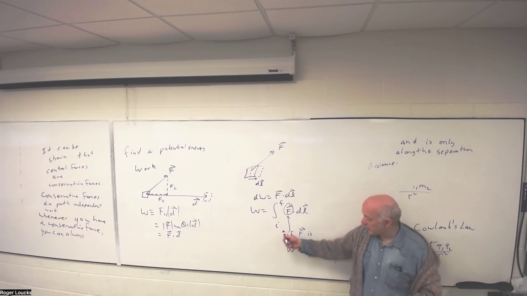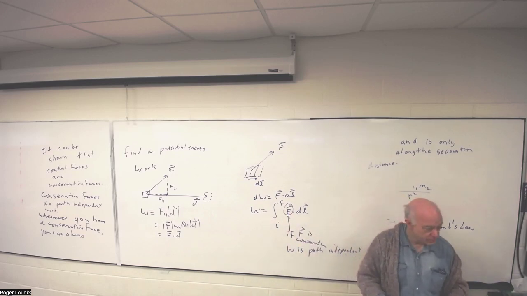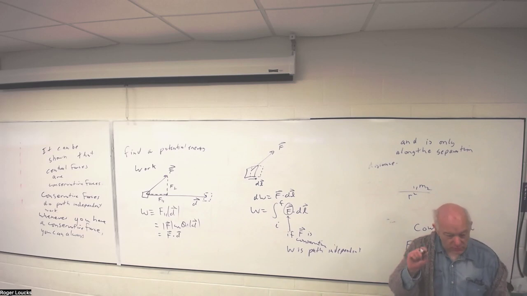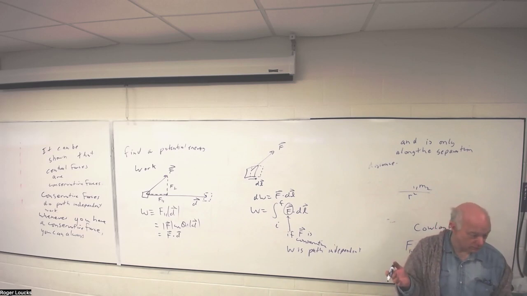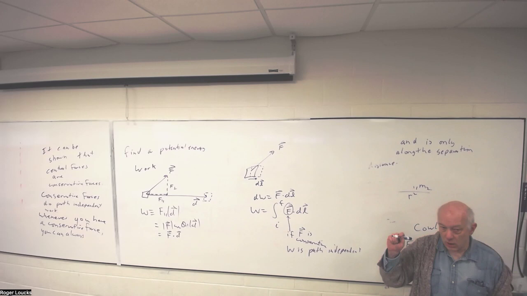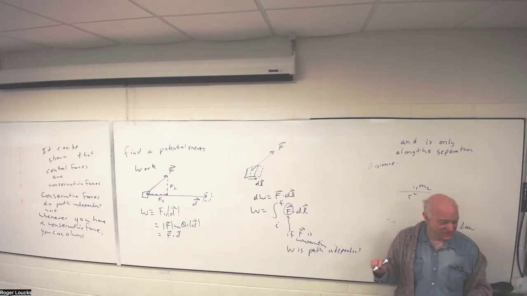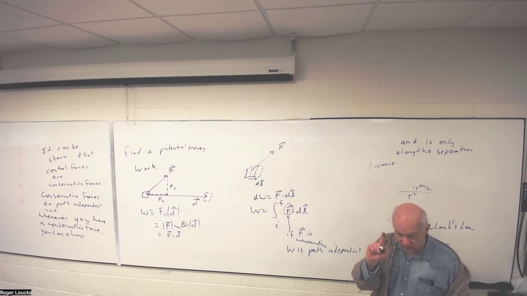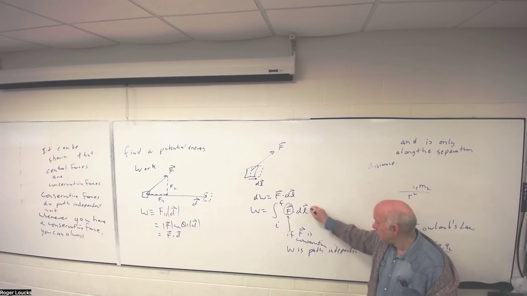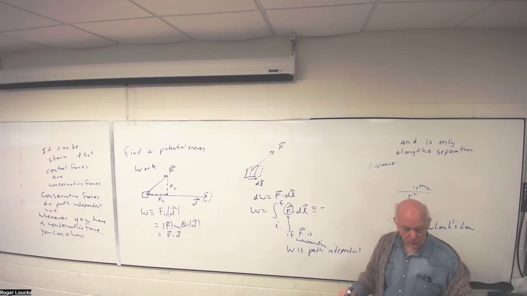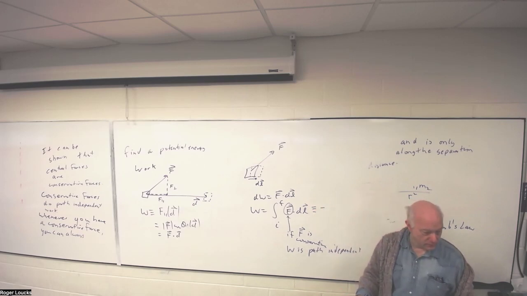It doesn't matter how I get from the initial spot to the final spot. So how do we formally define the potential energy for general physics? This is the definition of potential energy. It has a minus sign, and if you remember, why is that minus sign there?